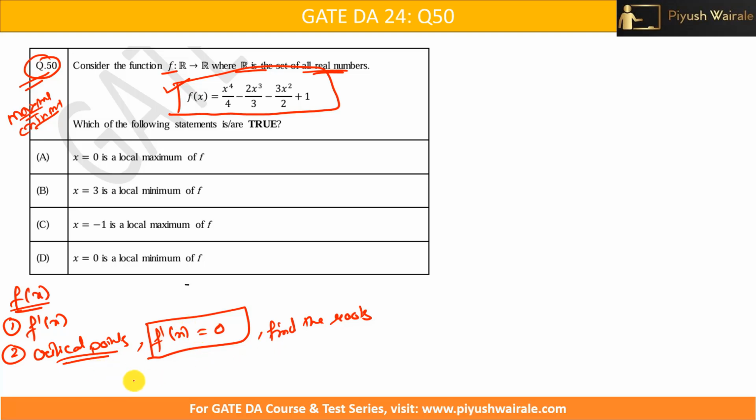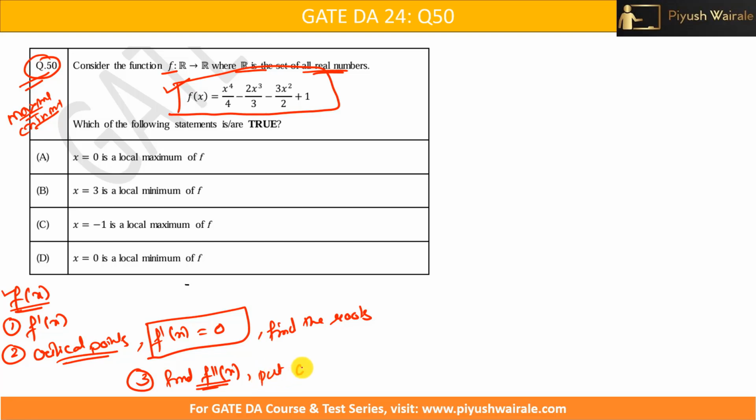Now the third step is to find f double dash of x. F double dash of x means we again differentiate f dash of x, so we differentiate the function f of x two times and get f double dash of x. Now once we get f double dash of x, we put in the values of the critical points.